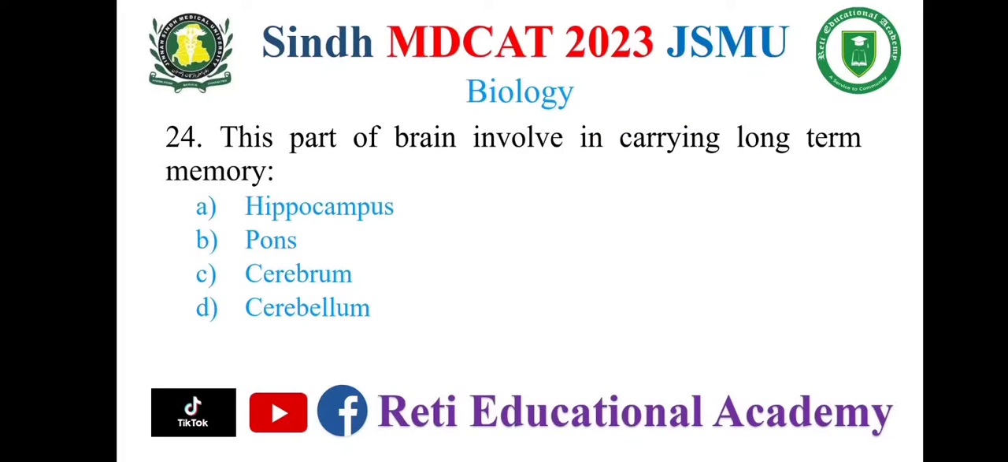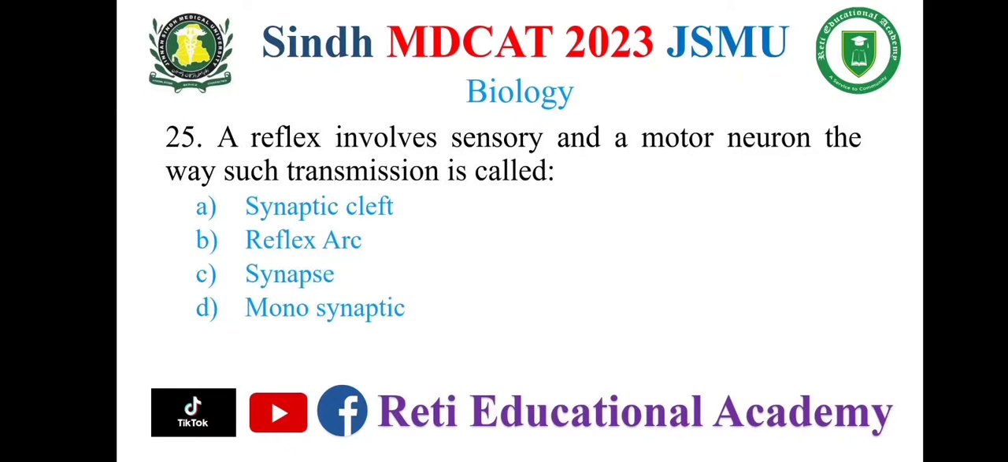Question number 24. Which part of the brain is involved in carrying long-term memory? A. Hippocampus, B. Pons, C. Cerebrum, D. Cerebellum. And the correct option is A. Hippocampus.